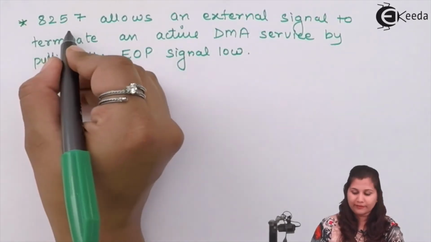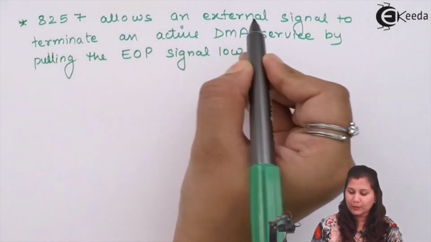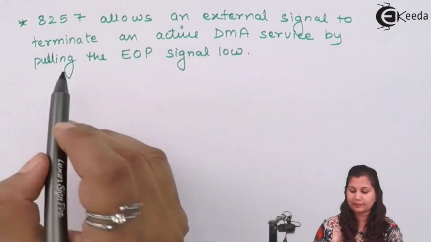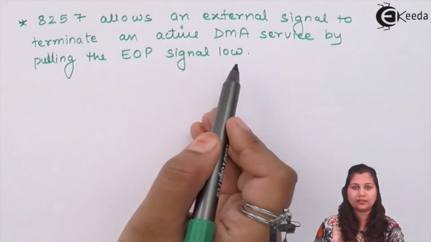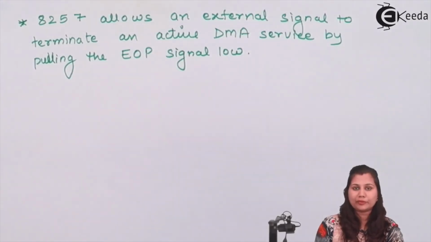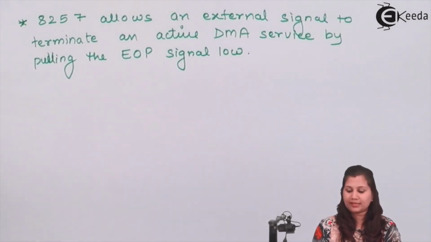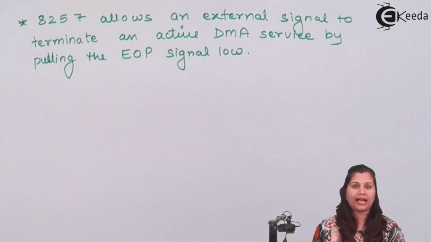So this 8257 DMA controller allows an external signal to terminate an active DMA service by pulling the EOP signal low. So this end of process signal is indicating that the DMA service has completed. If a data transfer has been started, then when all the data has been transferred by the DMA, this signal will be active, means it will be low, and that will indicate that all the data has been transferred by the DMA.